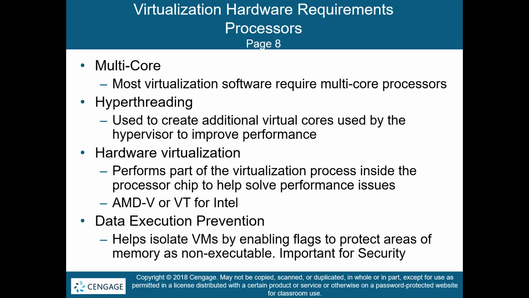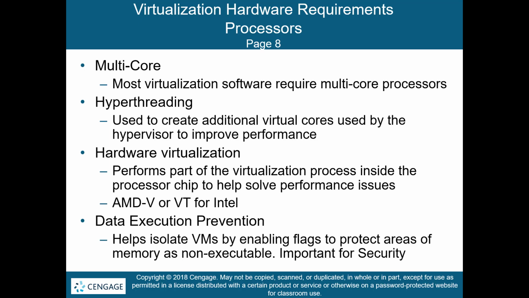On page 8, take a look at processor requirements for virtualization. First is multi-core. Most virtualization software requires multi-core processors in order to provide for good performance. Next we have hyper-threading. Hyper-threading is a capability of many CPU chips to create additional virtual cores that the hypervisor can use to improve performance of virtual machines.